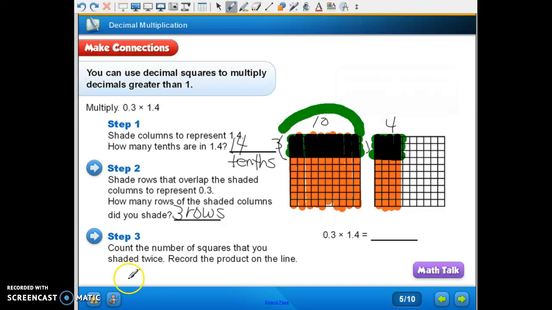So we had 30 in this one, 30 hundredths, right? And 4 by 3, 12 in this one, 12 hundredths. So how many hundredths do we have if we add our hundredths? 42. So we have 0 and 42 hundredths.